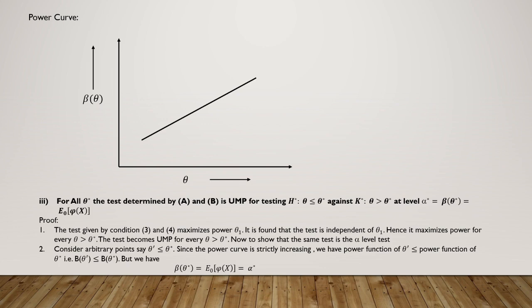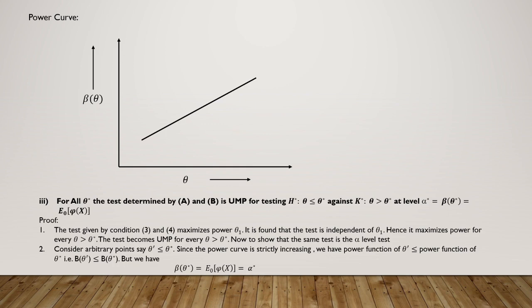Now the third part: for all θ*, the test determined by parts A and B is uniformly most powerful for testing hypothesis H*: θ ≤ θ* against K*: θ > θ* at level α* = β(θ*) = E₀[φ(x)]. So now the test given by conditions 3 and 4 maximizes power at θ₁. It is found that the test is independent of θ₁, hence it maximizes power for every θ greater than θ*. The test becomes uniformly most powerful for every θ greater than θ*.